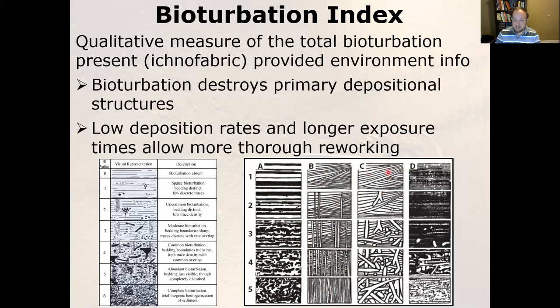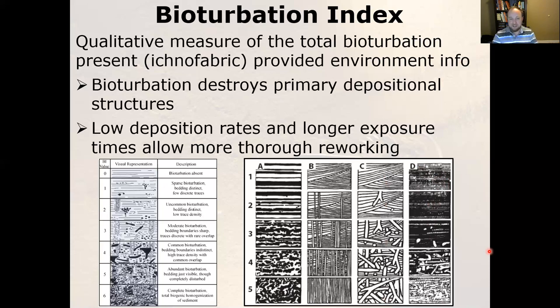This is a similar example where we've got a relatively high energy environment, but it's maybe a little bit lower, and so we get these more branching burrows. And again, increased bioturbation. The primary structure is being eliminated more and more. And then this would be what happens in the abyssal plain. You start with very finely laminated, horizontal laminae, maybe little tiny touches of burrowing, then more burrowing. So bioturbation is pretty important because you're able to quantify how much things have been disrupted.